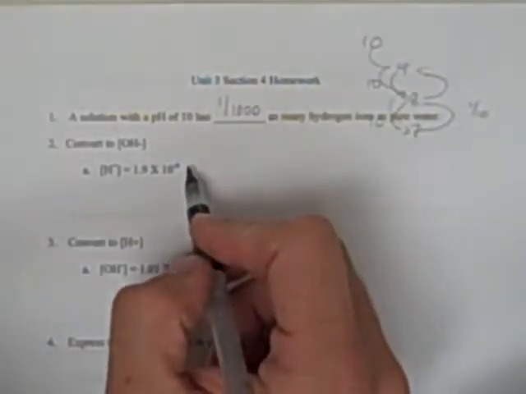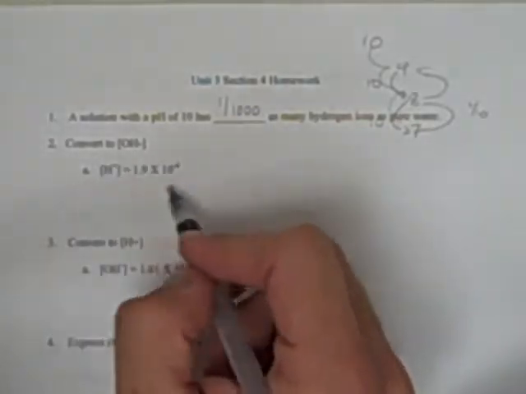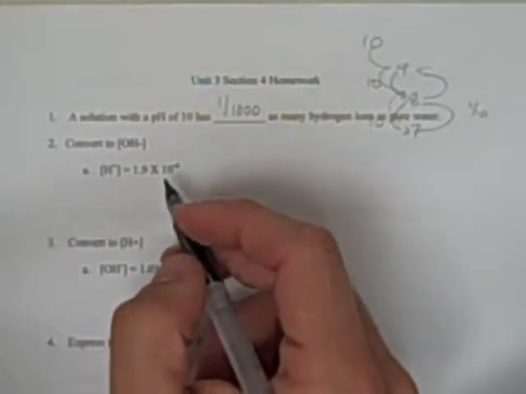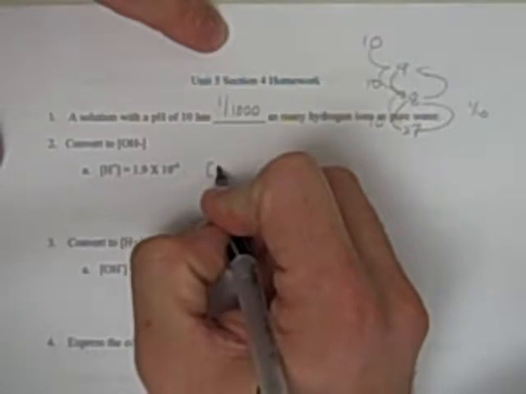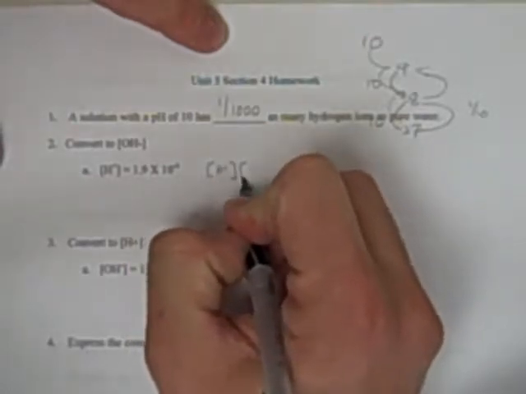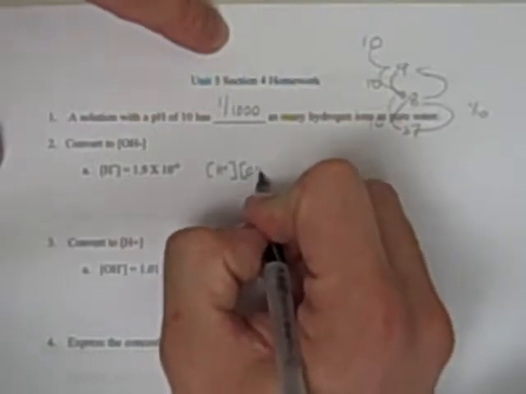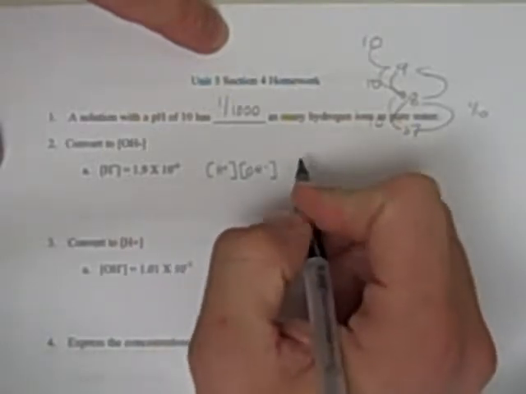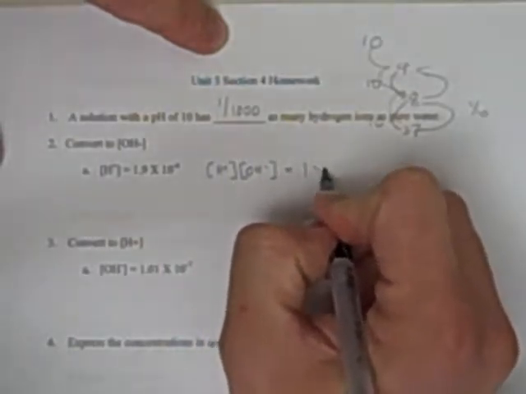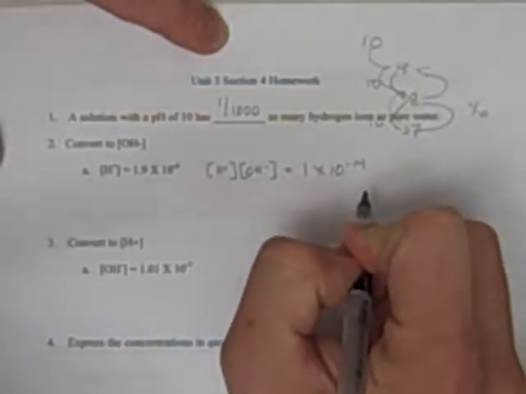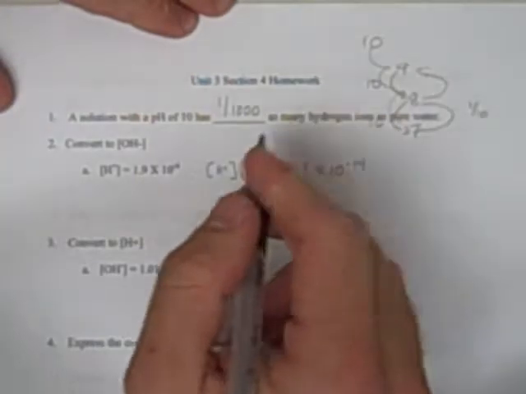First problem here, and you'll notice on your homework I gave you 3 of these. I've reduced it to just 1 so I could hit this one and show you how to do it. So the equation that you're going to want to remember for this is that the molar concentration of hydrogen ions, and remember that's what those brackets mean, they say molar concentration, times the molar concentration of hydroxide ions is going to equal 1 times 10 to the negative 14.